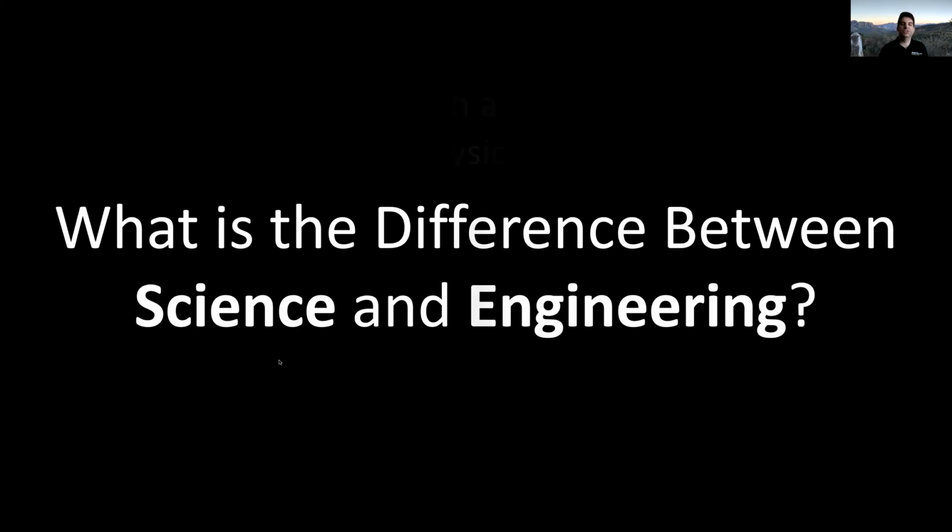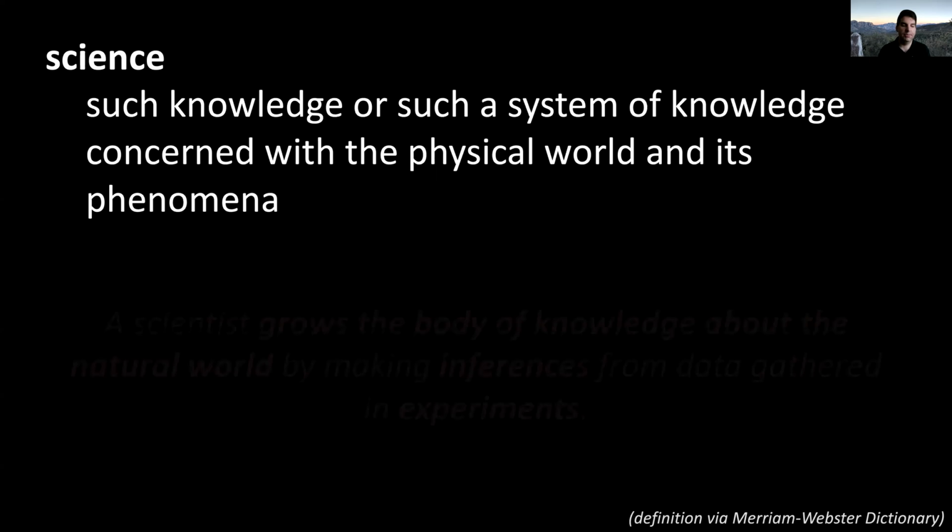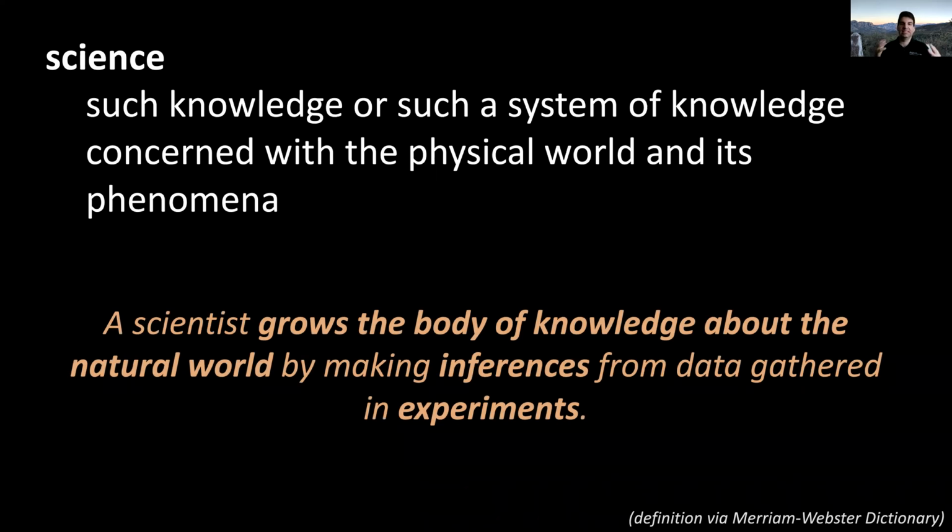So here's just one definition that I picked up out of Merriam-Webster. Science is such knowledge or such a system of knowledge concerned with the physical world and its phenomena. In other words, a scientist has to grow a body of knowledge about the natural world by making inferences from data gathered in experiments. And so a scientist says, I do not understand how this baseball flying through the air works. And so I am going to gather data.